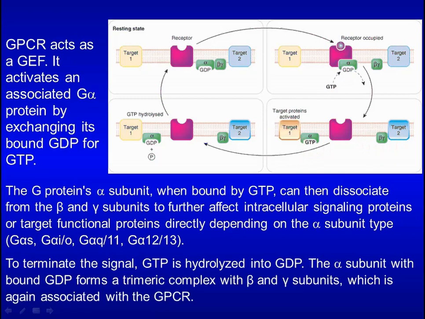To terminate the signal, GTP is hydrolyzed to GDP. The alpha subunit with bound GDP forms a trimeric complex with beta and gamma subunits, which is then again associated with the G-protein coupled receptor.